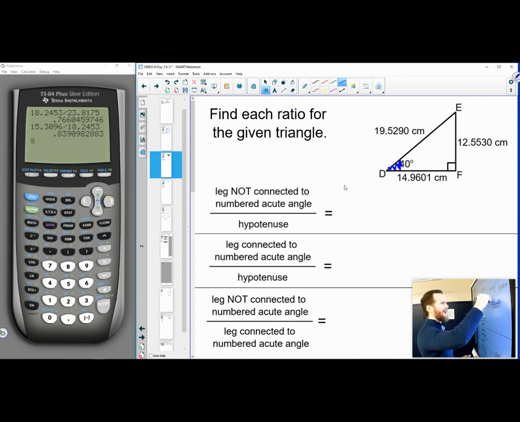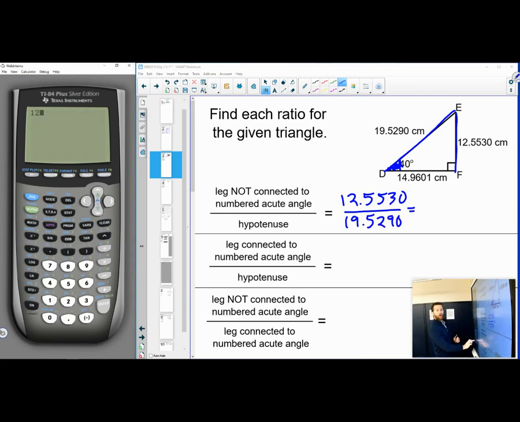So this is still our numbered acute angle. And the leg not connected would be 12.5530 compared to the hypotenuse, which is 19.5290. Let's type that in. 12.5530, divide that by 19.5290. And that comes out to 0.6428 rounded to four places.